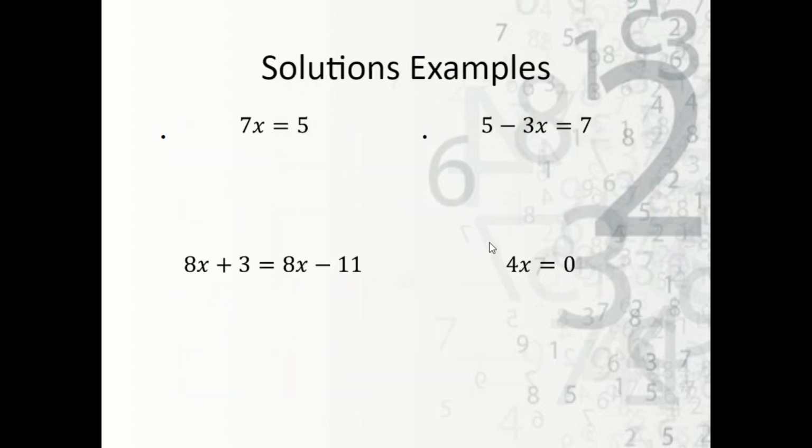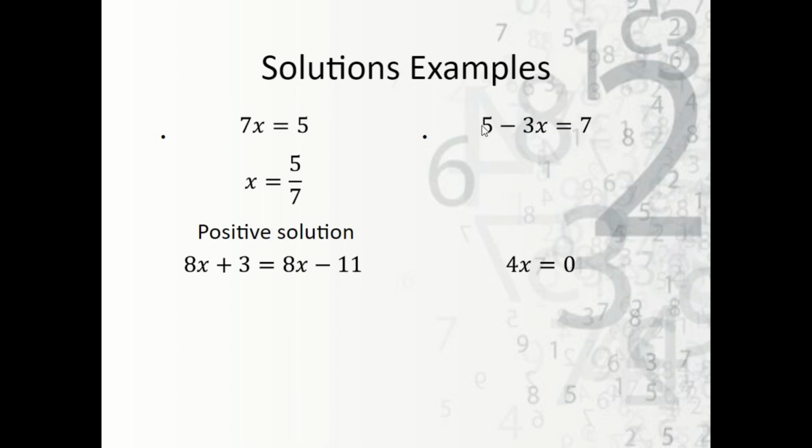Okay, so we want to know in these equations what kind of solution we're going to have. So I don't need to know what the solution is, just what kind of solution we're going to have. Well, for this one, I can see that I would divide by 7 on both sides. It doesn't matter what that actually comes out to be. All I need to know is that 5 divided by 7 is going to be positive, so this is a positive solution.